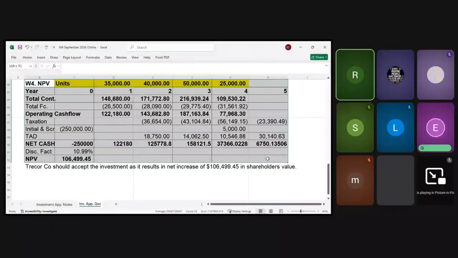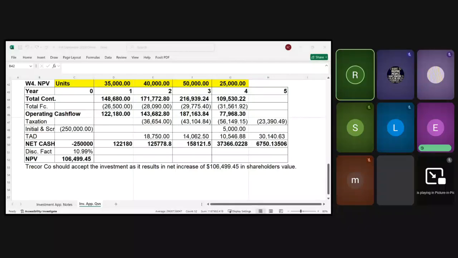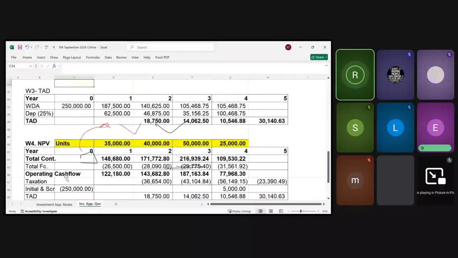Yes, madam. I'm lost on how you calculated the discount factor. Sorry, to take you back, the discount factor on working one on top there. Oh, were you connected when we started? You were not. All right, so let me go there.